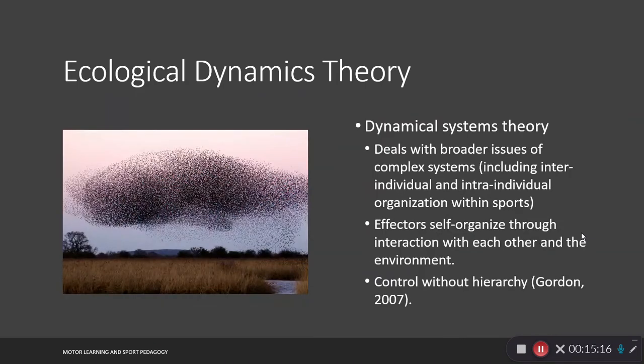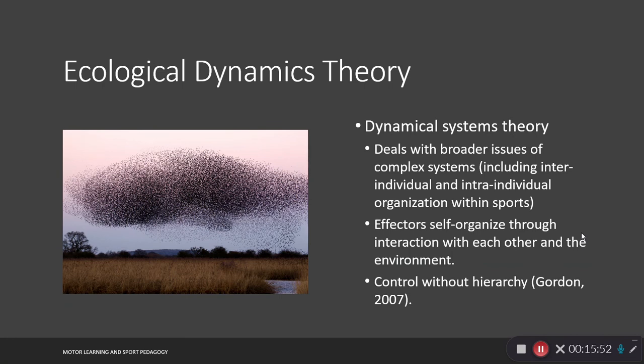And this is bigger than just skill acquisition. This is known as dynamical systems theory, and this is a much broader academic concept, but it deals with how these complex systems interact and how they self-organize. And this can be applied to sports both on an inter-individual level: how do different players on a team or players playing against each other organize? And how does a single individual organize their various degrees of freedom, their hands, their feet, their legs, etc., in order to perform functional movement patterns?